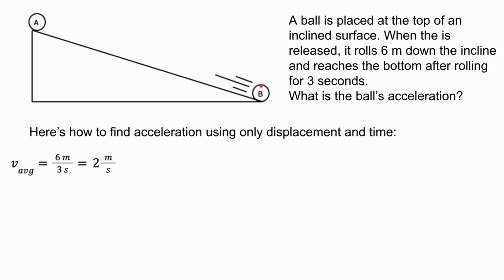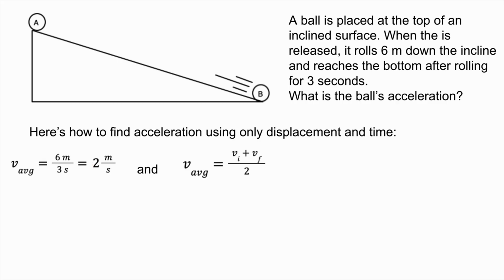So I'm first going to find the average velocity. So average velocity equals the displacement divided by time, which gives me 2 meters per second. So on average, its velocity was 2 meters per second. But it started off at 0, and it ended up as something faster. So I can't just use this value here. That's the mistake students often make. Instead, I'm going to tell myself this.